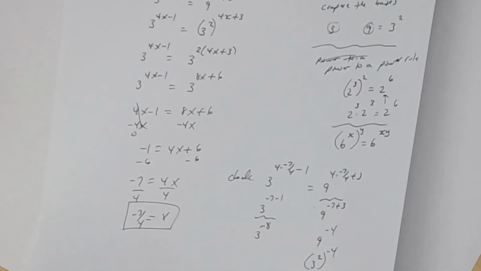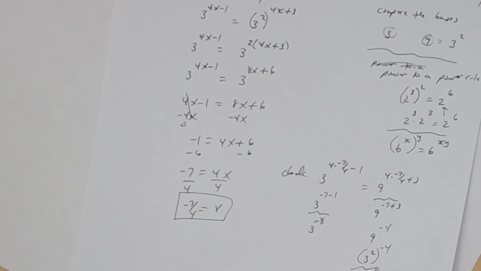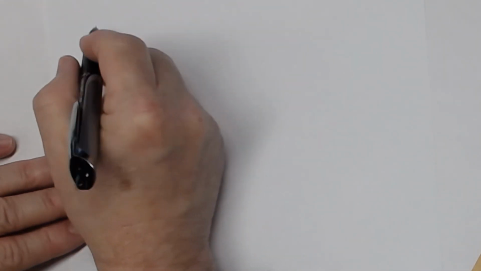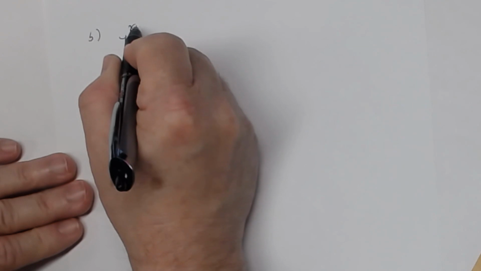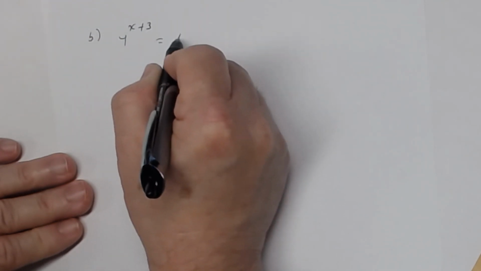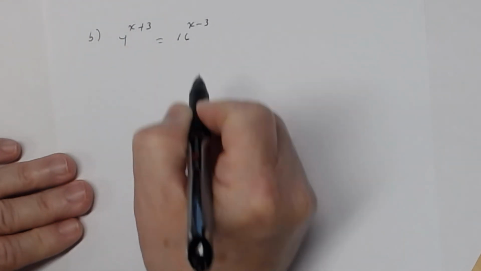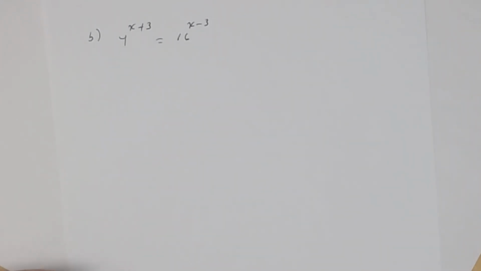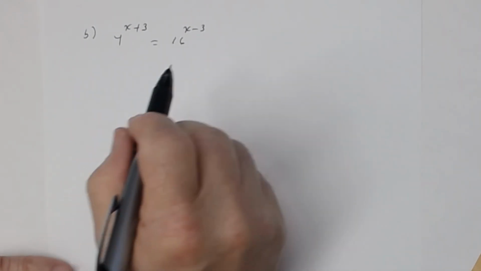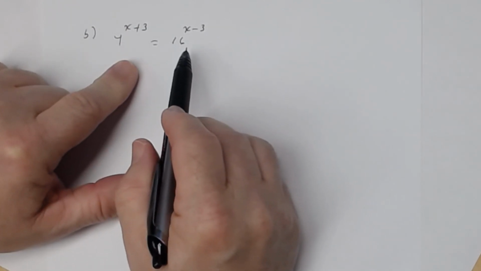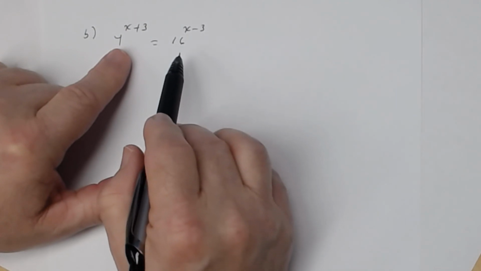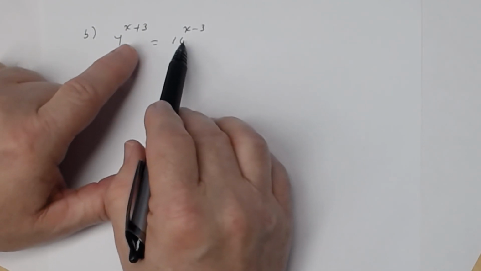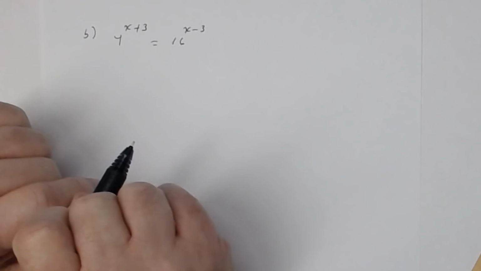All right, so let's look at letter B now. So in letter B, we have this problem. All right, so this is B. We have 4 to the x plus 3 equal 16 to the x minus 3. All right, so just like the previous problem, you want to try and get those bases to be the same. And once you get those bases to be the same, then you're going to use that one-to-one property, and you're going to set those exponents equal to each other.